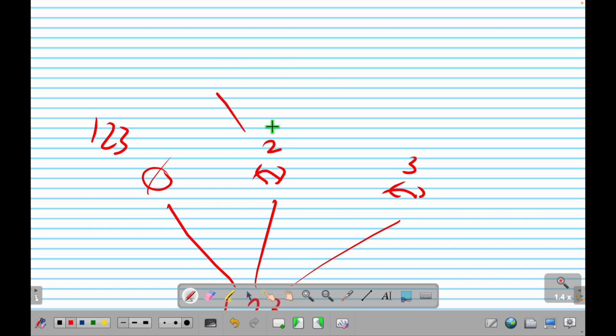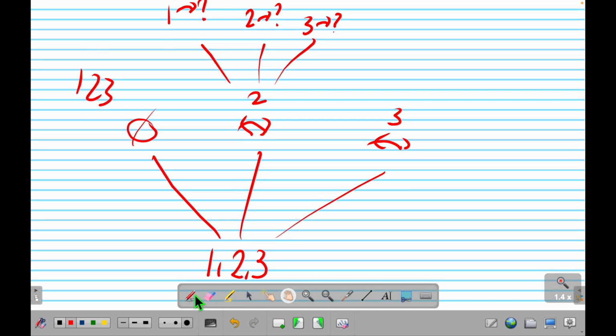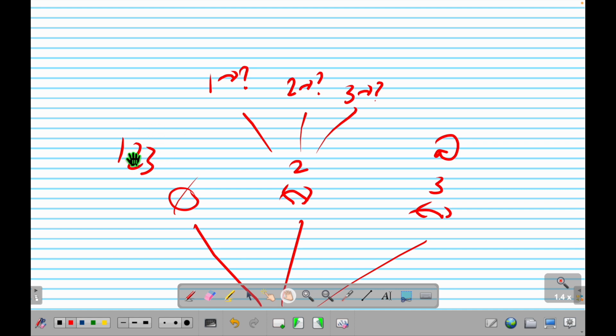So here you have more branches. 1 swap with question mark, that means I didn't specify what it is. 2 swap with question mark, 2 swap with something else. 3 swap with question mark. What about swapping 3 things? Then all the things in 1, 2, 3 have to change their location. So in this case, I draw a cycle, something like this. So this is 1, 2, 3, and this corresponds to doing nothing.